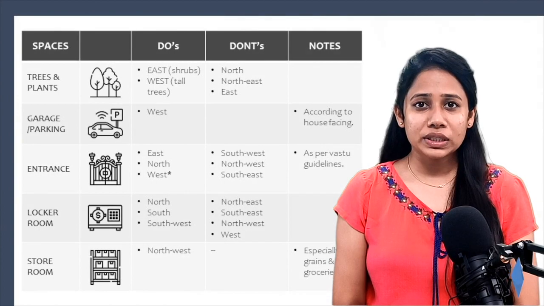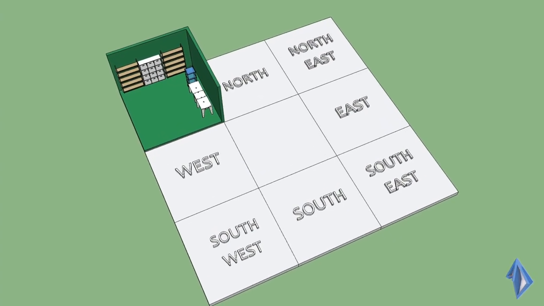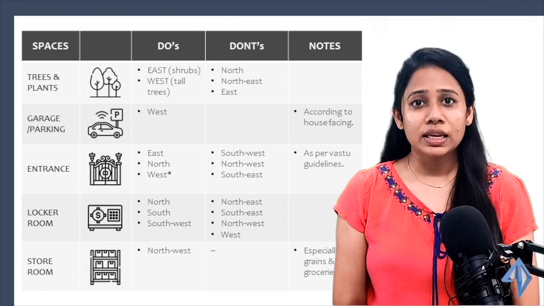The next room is storeroom. Storeroom is preferred in northwest direction. This direction is preferred especially for storing grains and groceries. It can also be used to keep unused utensils and kitchen things that are not in much use.